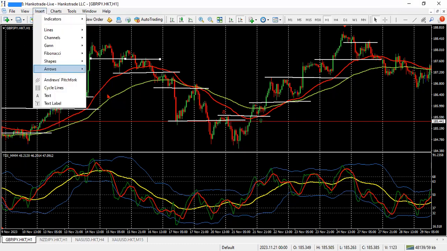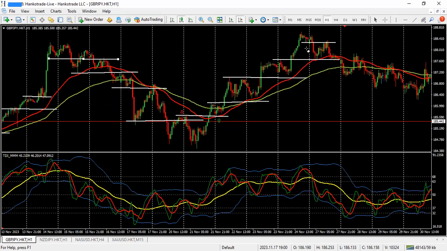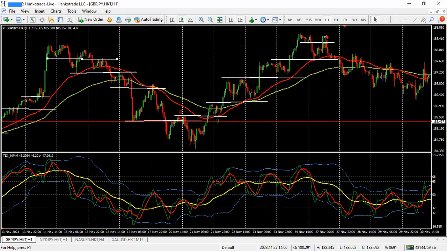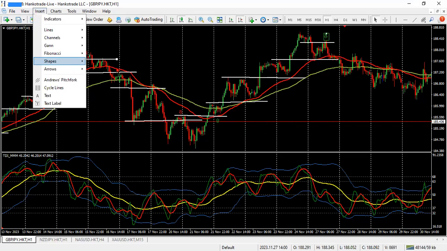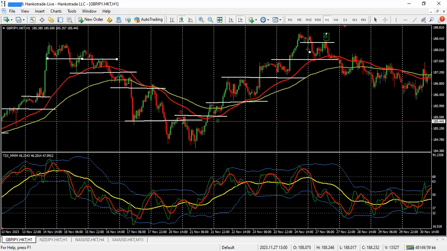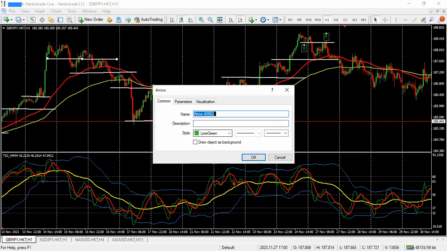grab an arrow. One more arrow. Higher lows become lower highs when the trend changes. All right. If you need to repeat that, watch it again.